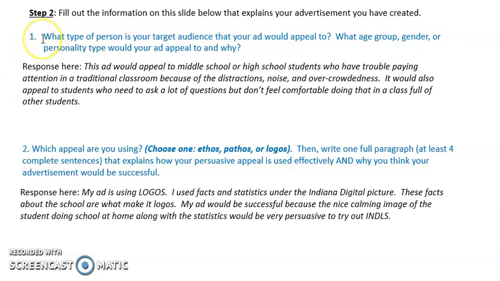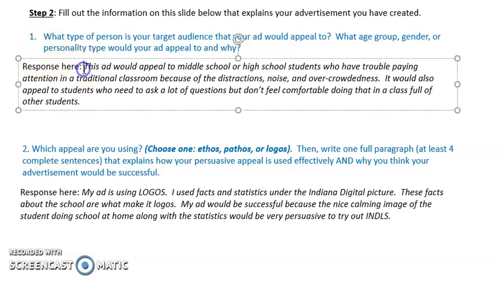Here's a sample response for what type of person is your target audience. This ad would appeal to middle school or high school students who are having trouble paying attention in a traditional classroom because of the distractions, noise, and overcrowdedness. It would also appeal to students who need to ask a lot of questions but don't feel comfortable doing that in a class full of other students.